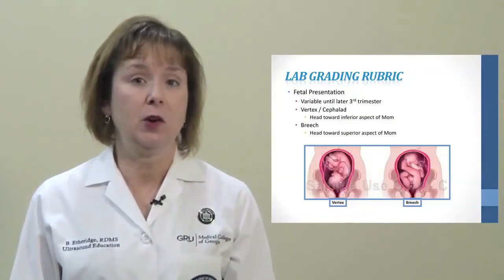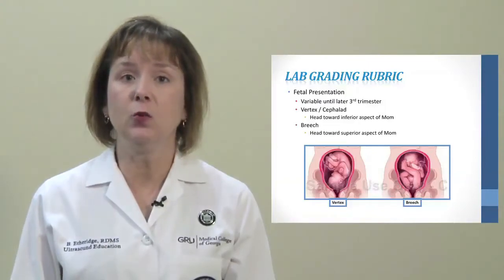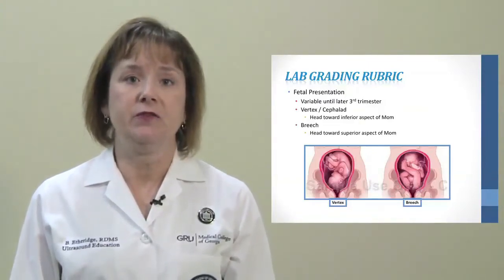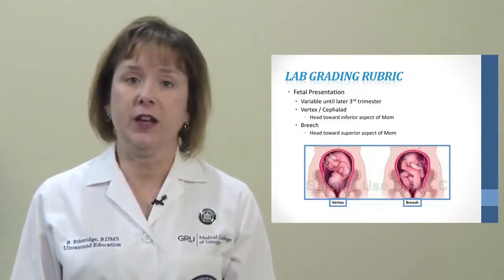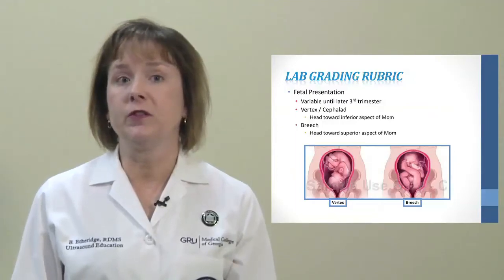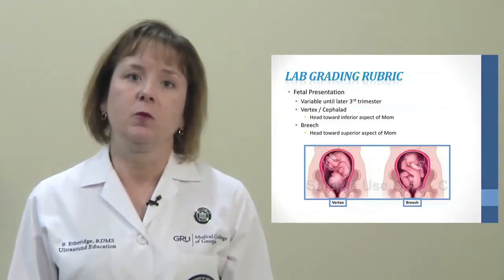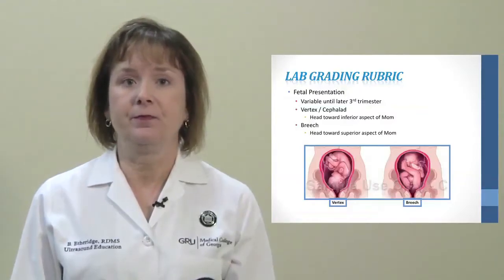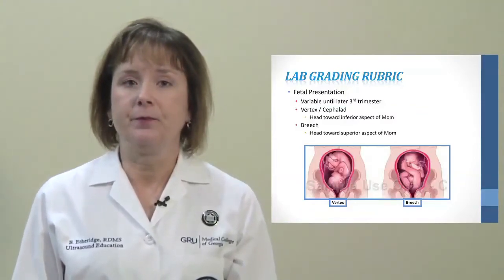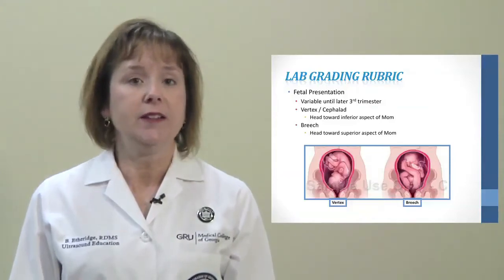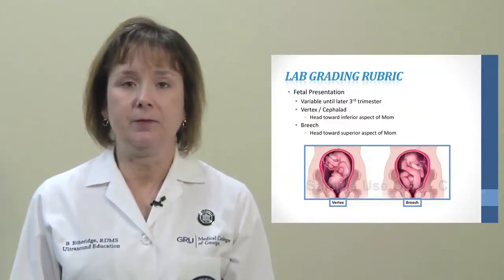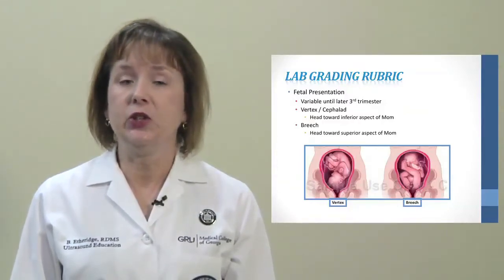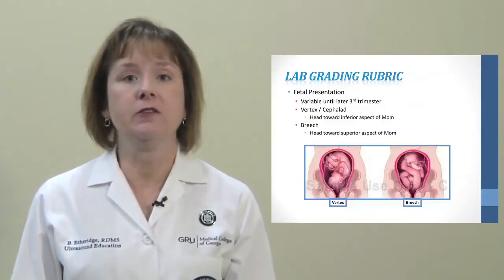Another aspect of the OB ultrasound exam that we will be scanning is fetal presentation. Fetal presentation varies throughout the course of the pregnancy, and we may need to document position prior to delivery. The fetus can be positioned vertex, which is the fetal head towards the mom's feet, or breech, which is the fetal head towards the mom's head, as shown in the slide diagram. To determine the fetal position, place the transducer in the longitudinal plane and identify the fetal head and body. Using your screen orientation, you can tell whether the head is superior or inferior on the mother.